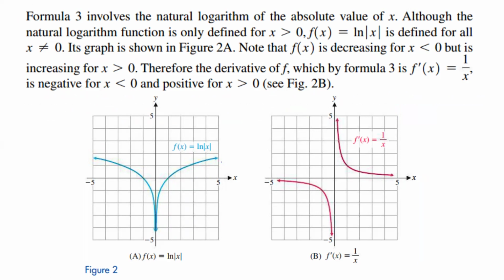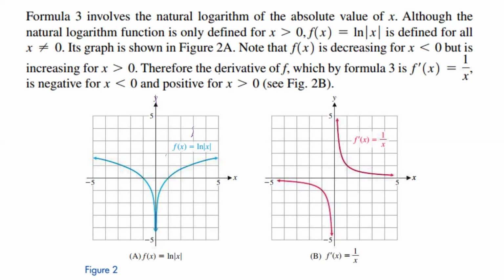And again, because we can't divide by that 0, we have that vertical asymptote right here. Now, with f of x, it's decreasing for x less than 0, but it's going to be increasing for x greater than 0. So we're going negative this way, and we're going positive this way.